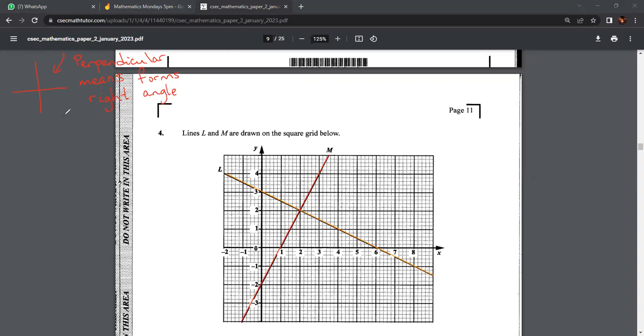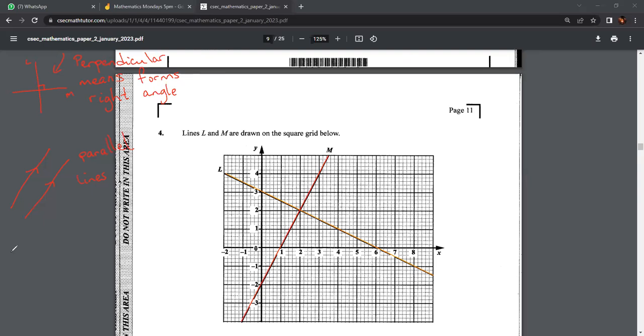So perpendicular means forms a right angle. They cut at a right angle. Parallel, if they're parallel, it means that they run alongside each other. Right, so they run alongside each other at the same distance apart throughout, and they don't ever meet.